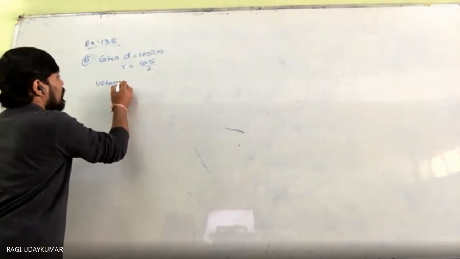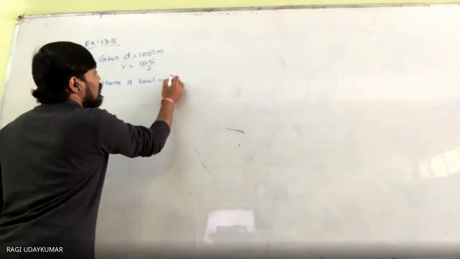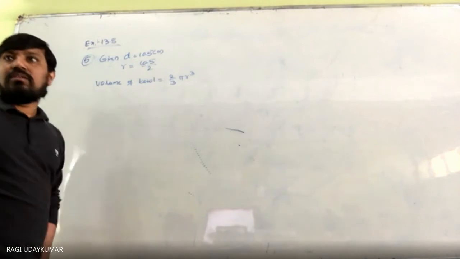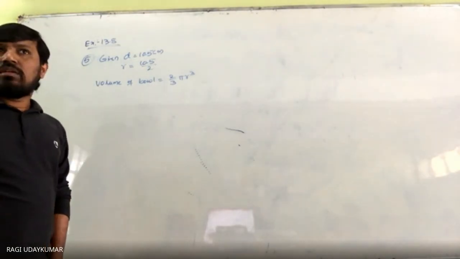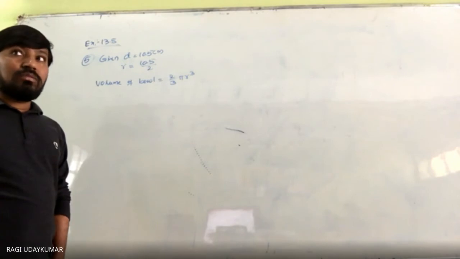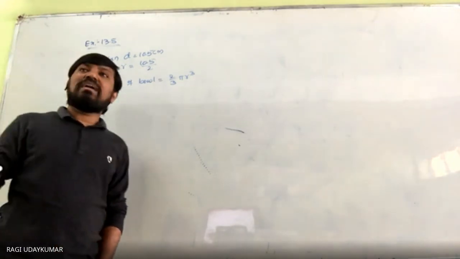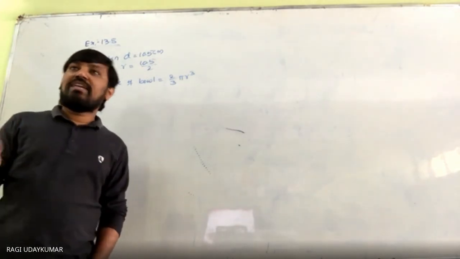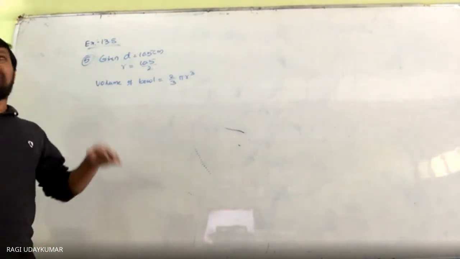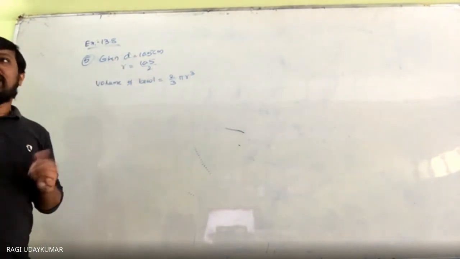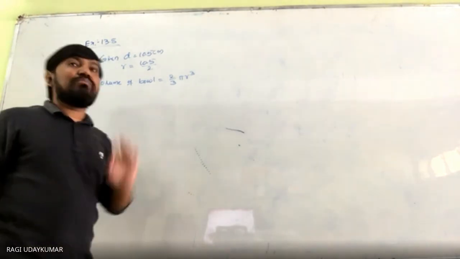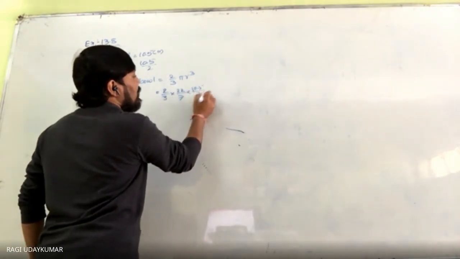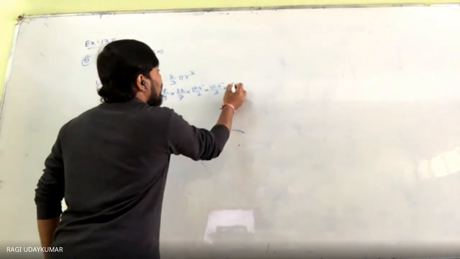Volume of the ball, a hemispherical ball, is equal to 2/3 pi r cube. Here r is 10.5 by 2. 21/2 is 10.5. 10.5 has a half in it. Either you want to write 5.25, you can write, but why I am not writing it, I will explain to you. 2/3, 22/7, 10.5 by 2, 10.5 by 2, 10.5 by 2.